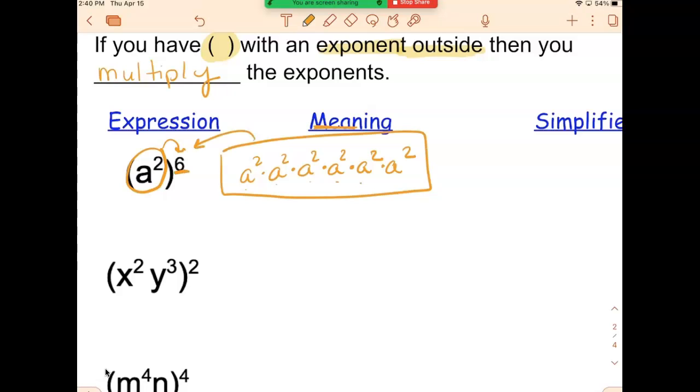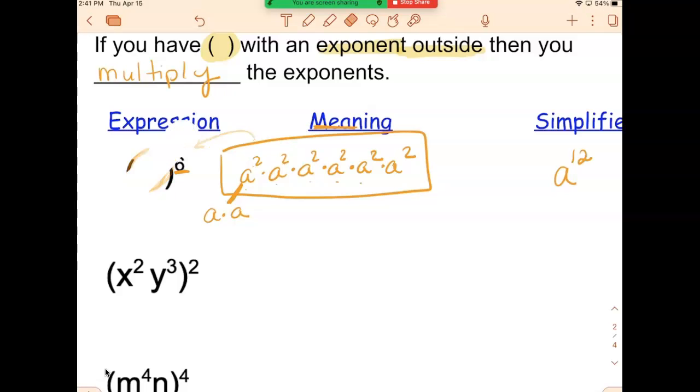That we have the exponent on the outside tells us how many times we have the things that are on the inside. So how many a's do we have altogether? So if we remember, this a squared means we have a times a. Okay, so every time we have that a squared, we really have two. So we could count by two. So we have 2, 4, 6, 8, 10, 12. So our answer for our simplified is a to the 12th.